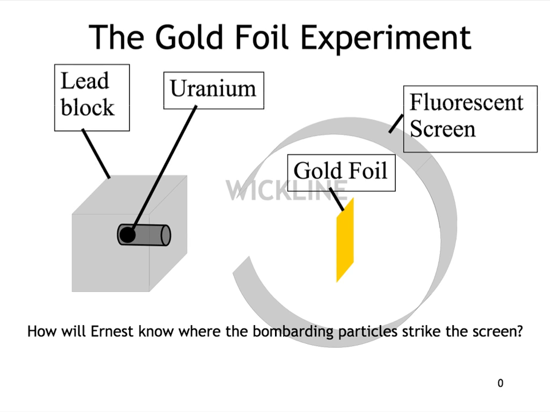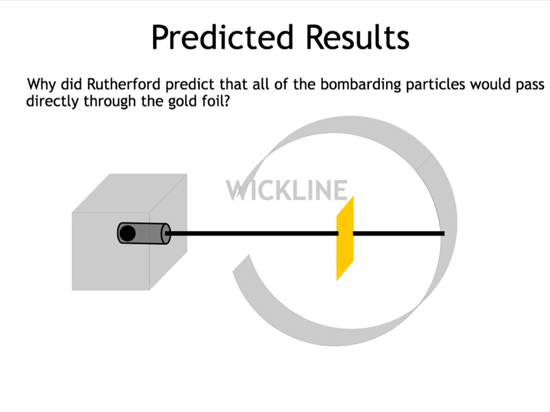So he used a setup a lot like this, where he had a gold foil, and the gold foil is, of course, made of atoms itself that has protons and electrons, or the pluses and the minuses. And he thinks that they are all going to go straight through if the atom is neutral, and they won't be deflected in any way. And when they strike this fluorescent screen, it'll light up. So that's sort of what he thought would happen. They would all just go straight through.